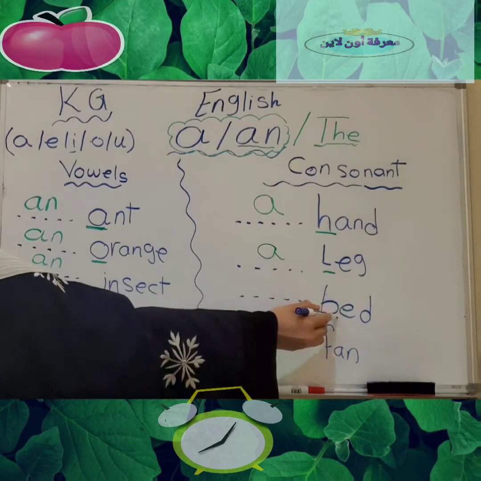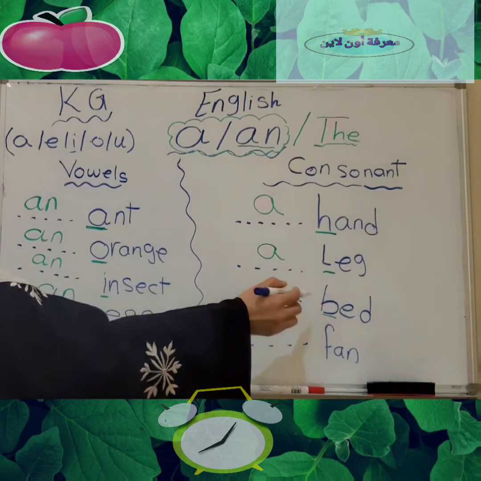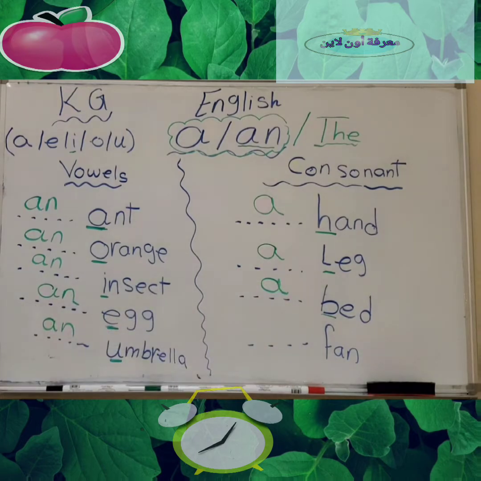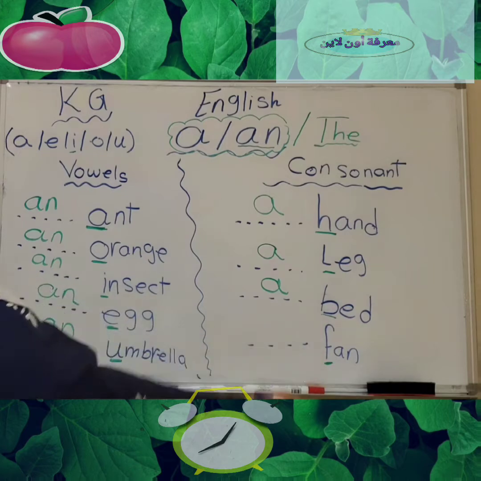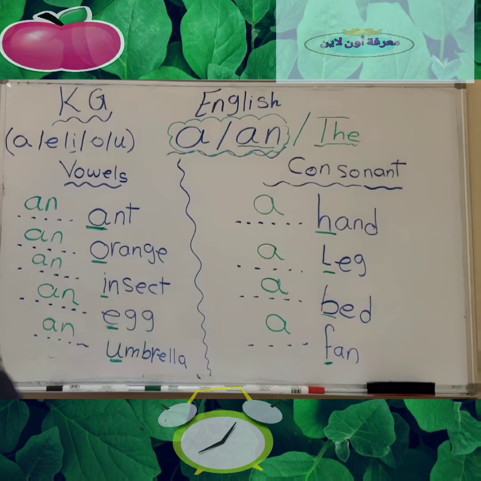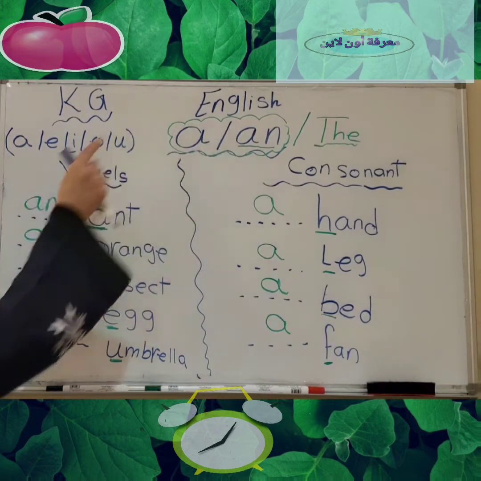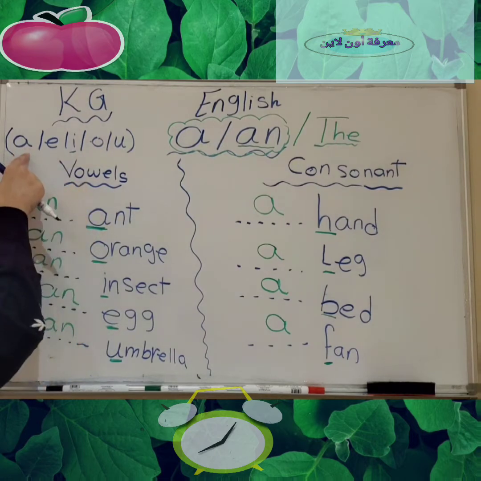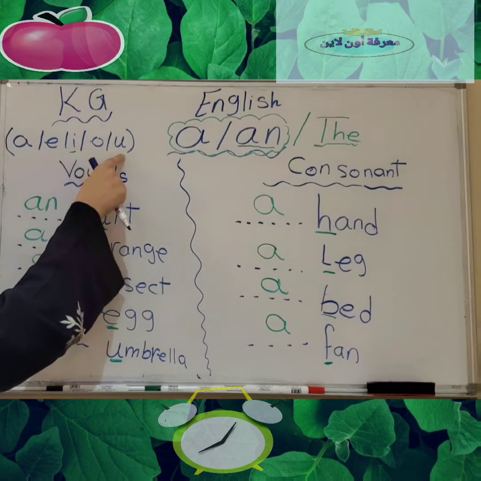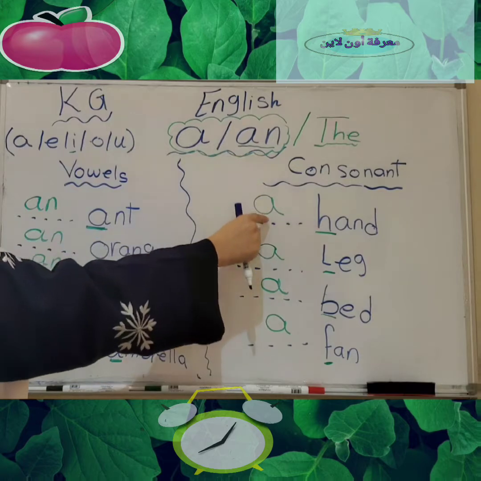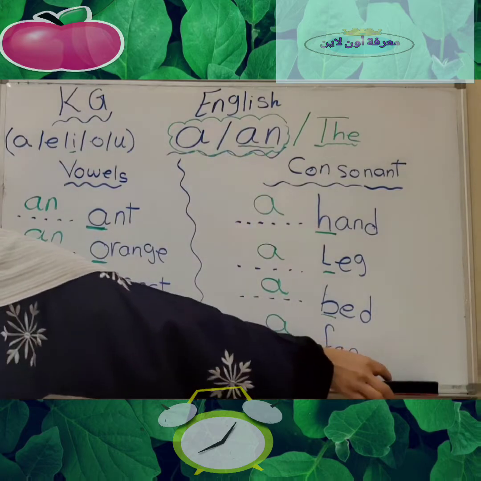Bed starts with the letter B. B is not a vowel. We will use a bed. Fan starts with F. F is not a vowel. We will use a. So we use an if the word starts with a vowel. What are the vowels? A, E, I, O, and U. If the word starts with a consonant letter, we will use a. Let's practice on a and an.